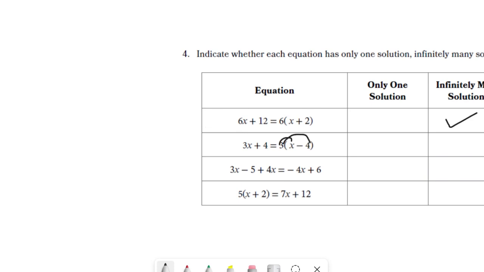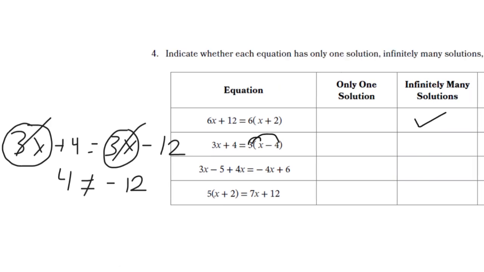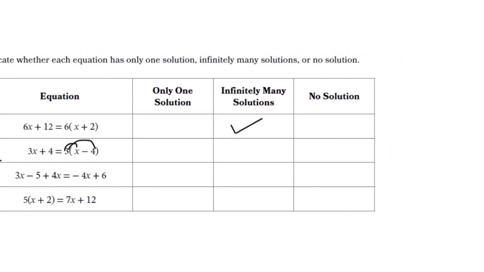For the second one, we're going to go ahead and distribute: 3x plus 4 equals 3x minus 12. Now what you notice, or should notice, is that the linear terms are the same, but the constants are not the same. So when we cancel out the linear terms, we're left with 4 equals negative 12. 4 can never equal negative 12. Therefore, for this one, there are no solutions.